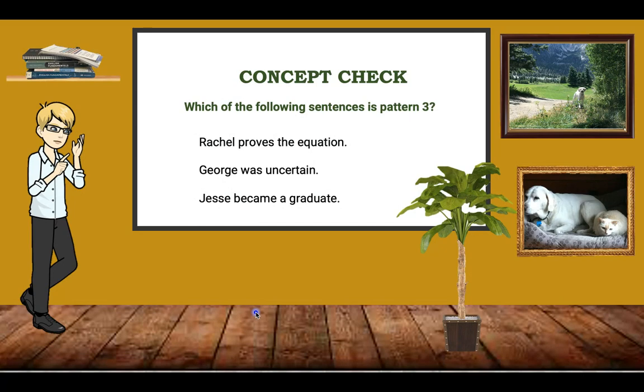Concept check. Pause the video until you have the answer. Hopefully, you chose this third sentence. The first pattern is one we haven't seen yet. The second is pattern 2.